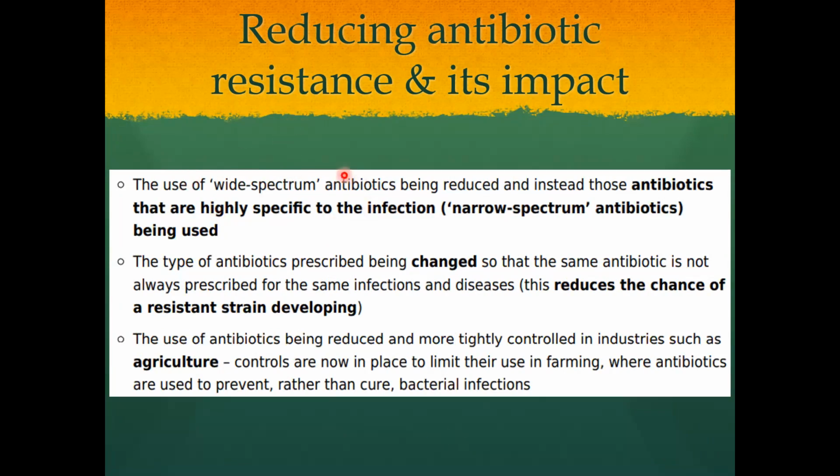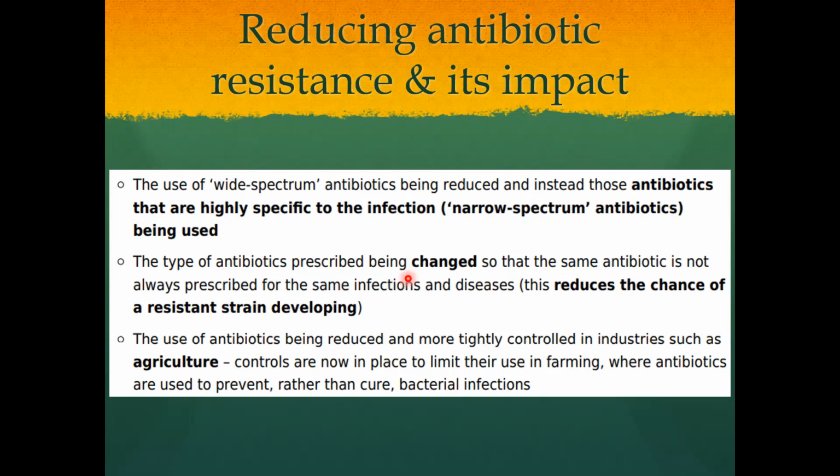Similarly, the use of wide spectrum antibiotics, sometimes known as broad spectrum antibiotics, for example Augmentin, which is prescribed a lot, should be reduced. Instead of those antibiotics, there are highly specific ones. Give ones which are specific to the infection. Give some narrow spectrum antibiotics, instead of giving wide spectrum or broad spectrum antibiotics.